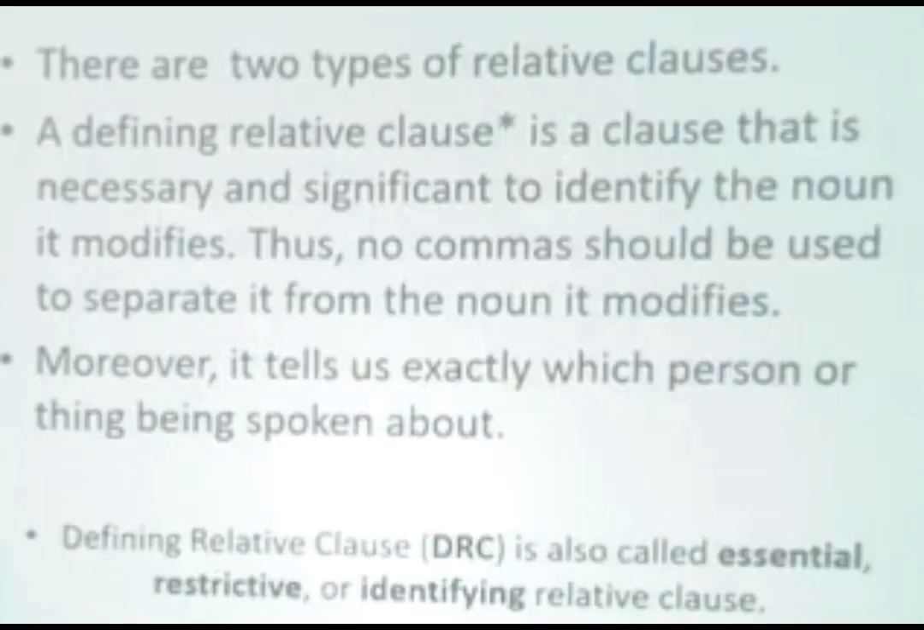So a defining relative clause is a clause that is necessary and significant to identify the noun it modifies. Thus, no commas should be used to separate it from the noun it modifies. Moreover, it tells us exactly which person or thing is being spoken about. Have a look at this one just for your information. Defining relative clauses are also called essential. Some people call them essential, restrictive, identifying relative clauses.